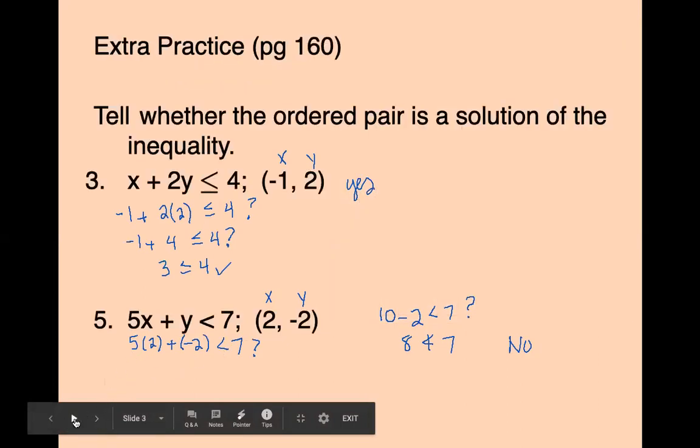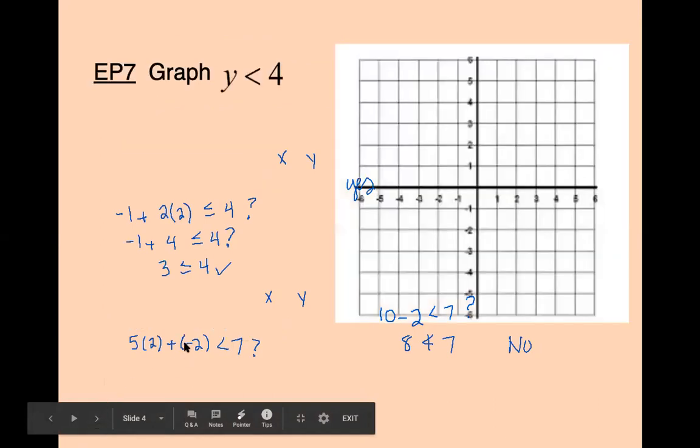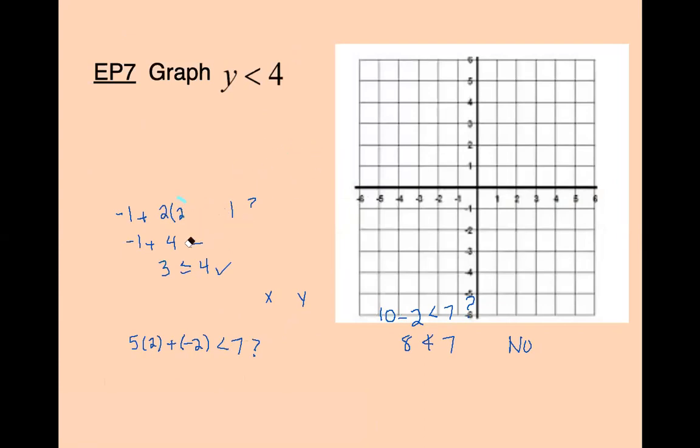Is that what we jumped to? Yeah. All right, so we get our chance to graph here. I'm going to erase our other notes from the previous slide here. All right, we are graphing y is less than 4.